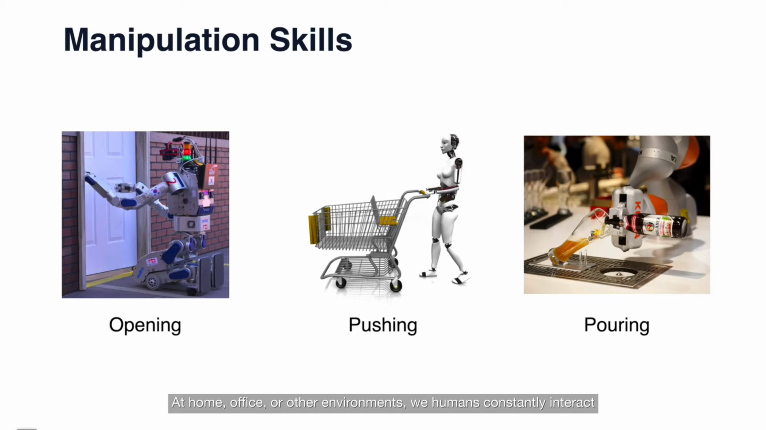At home, office, or other environments, we humans constantly interact with the 3D world and manipulate the objects surrounding us. Computer scientists of today are interested in building artificial intelligence that can behave and interact with 3D objects like we humans do.